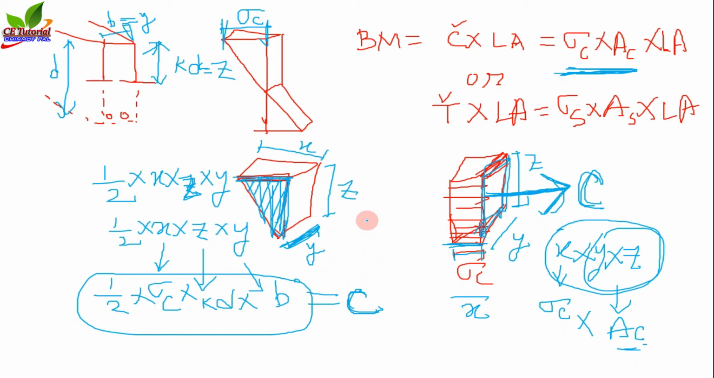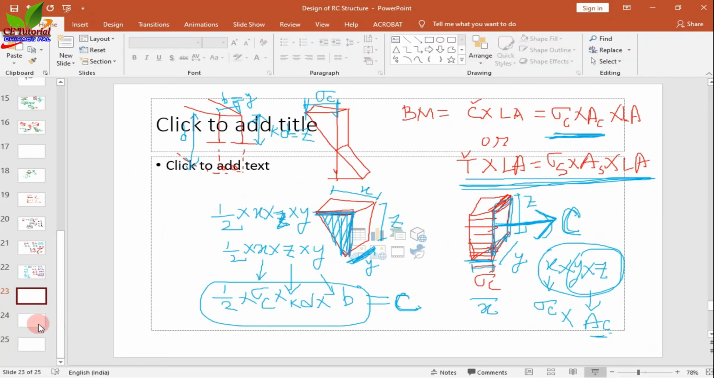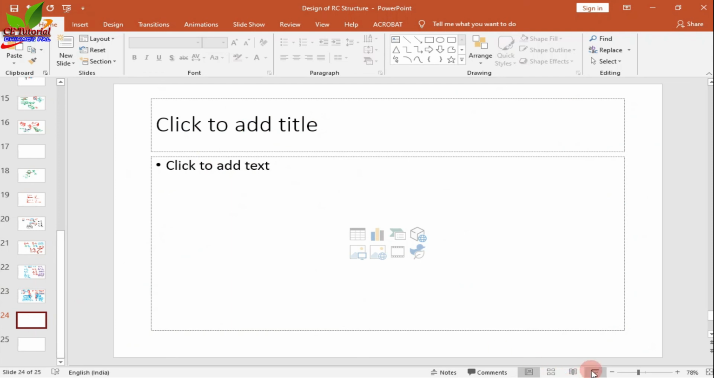Now you need to see from another point of view, that is from the tension side. Okay, now here is the problem, because in the tension side there is another material, that is steel. The other material is steel.